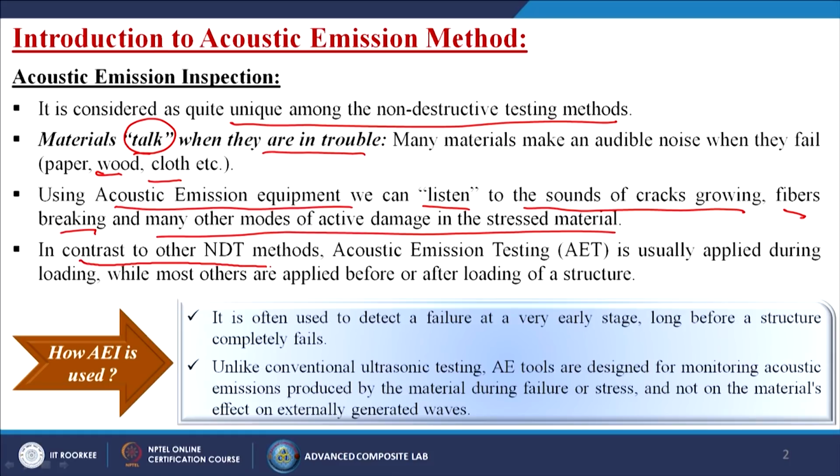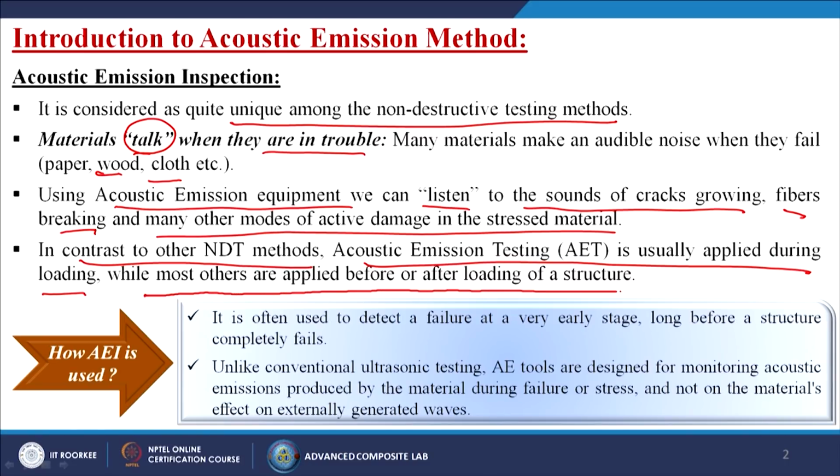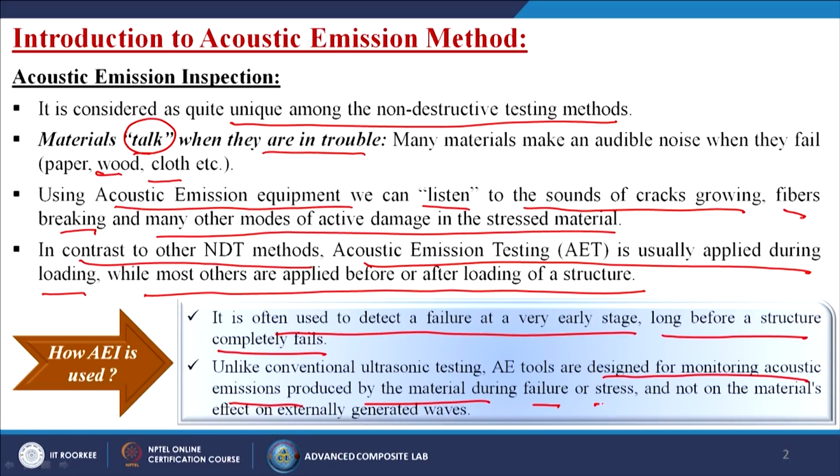In contrast to other NDT methods, acoustic emission testing is usually applied during loading, while most others are applied before or after loading of a structure. How is acoustic emission inspection used? It is often used to detect a failure at a very early stage, long before a structure completely fails. Unlike conventional ultrasonic testing, AE tools are designed for monitoring acoustic emissions produced by the material during failure or stress, and not the material's effect on externally generated waves.